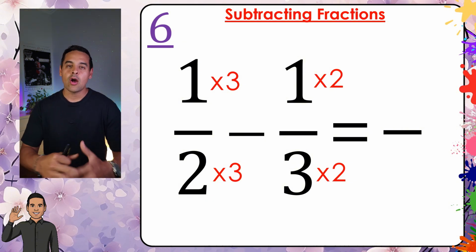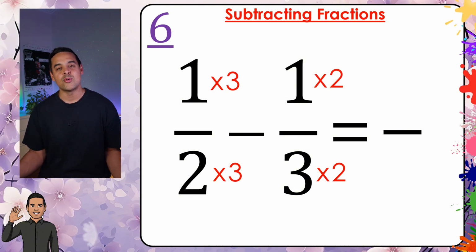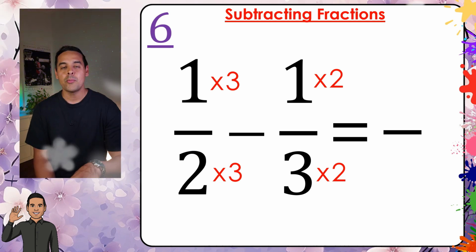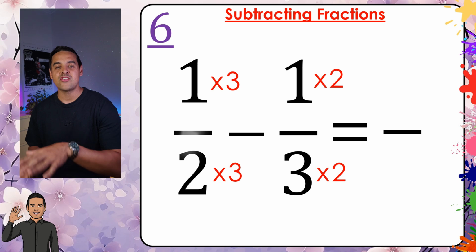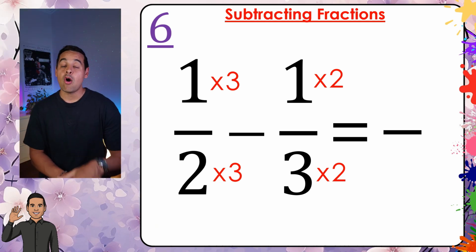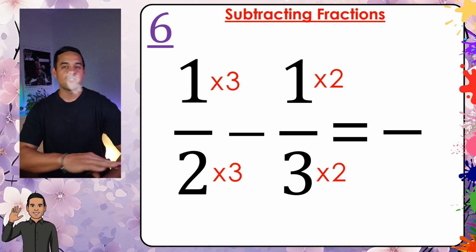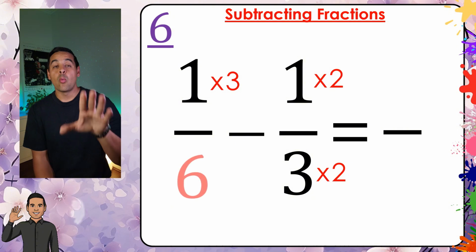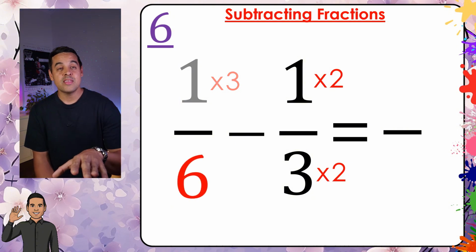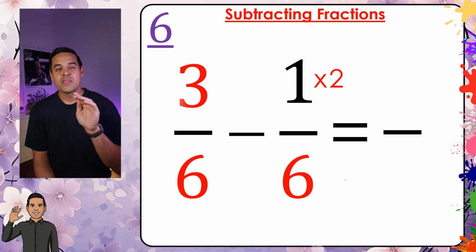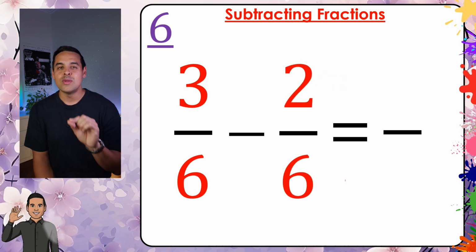The next thing I highly recommend in your workbooks at school is that you find a place where you can rewrite this fraction neatly. This will eliminate any silly mistakes that often occur when your working out is all over the place. I'm going to show you what that looks like on the screen. Work out your times tables here. So 1 times 3 is going to be 3. Work out the other side: 3 times 2 is 6, and 1 times 2 is 2.